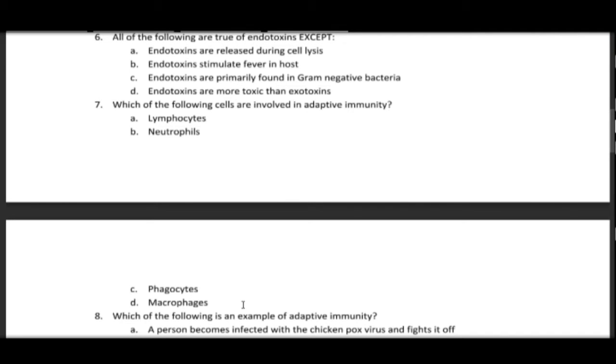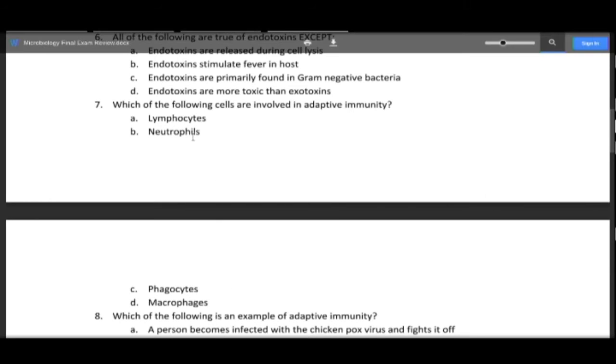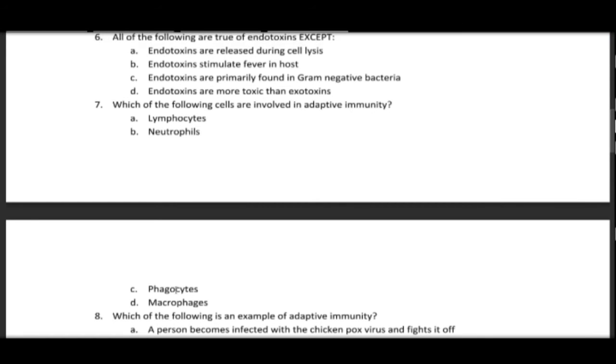So with this one, B, C, and D are similar because C is phagocytes, which is really general. Macrophages are a form of phagocytes, and so are neutrophils. They both do that, so phagocytes are going to engulf the foreign bacteria and break it down.